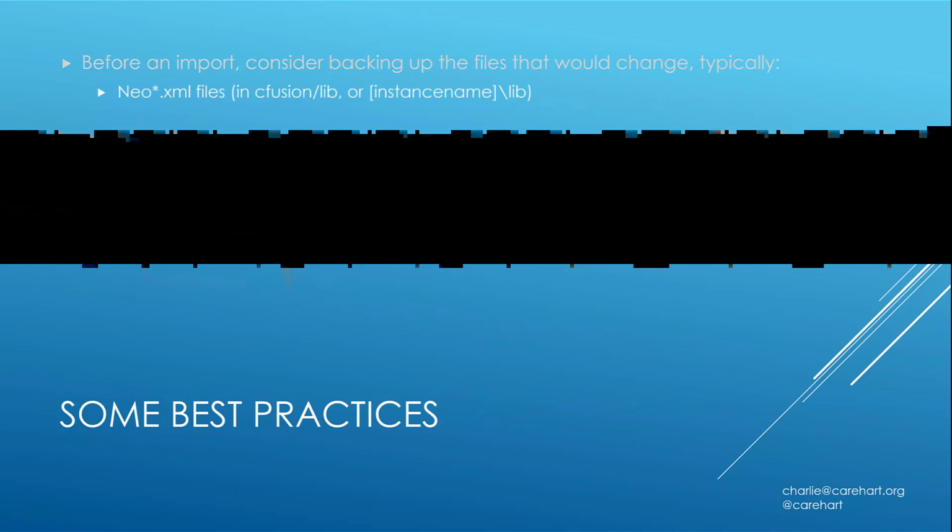So about the best practices, I'm just saying you should consider backing up the files that will be changed, and typically it's going to be those Neo XML files, and they're in the CFusion lib or your instance name lib, and then the JVM config, which is in your CFusion bin or your instance name bin. I'm saying you should manually back those up. The tools don't do it. I wish they did. They don't. So you should do it.